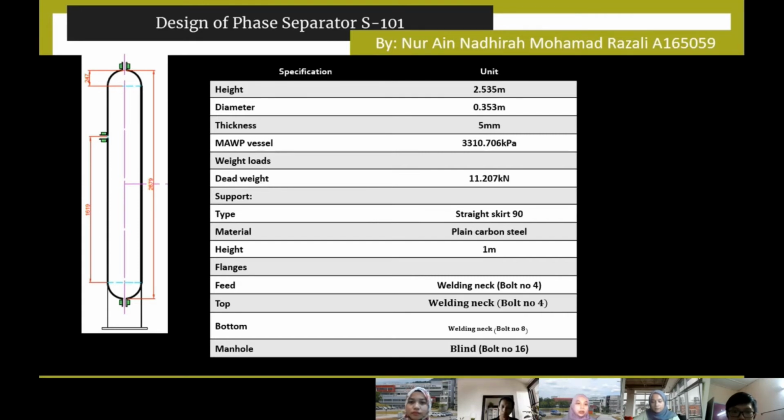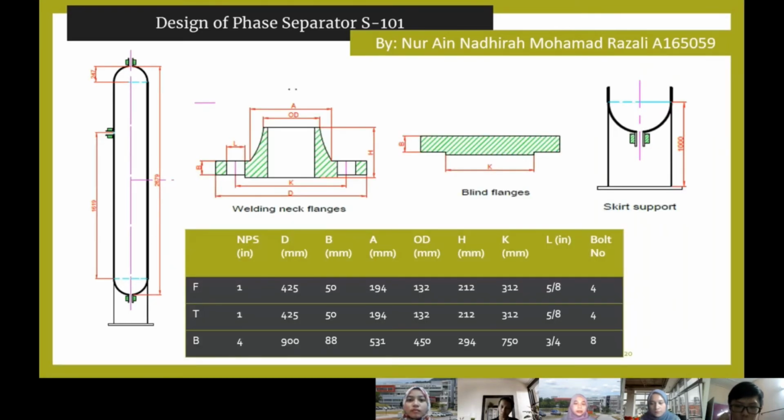For the weight load, the deck weight is 10 kilonewton. For the support, I choose the type of straight skirt 90 degree. Material is plain carbon steel. Height is 1 meter. For the flange fit, I choose the type of welding neck. Bolt number 4, top is welding neck. Bolt number 4, bottom is welding neck. Bolt number 8, and there is the manhole line. Bolt number 16. So these are the designs that I made. As you can see, there is a specification and the dimension of the welding neck flange, which I refer to the standard dimensions.